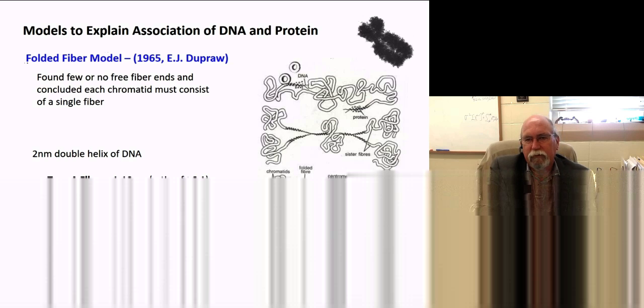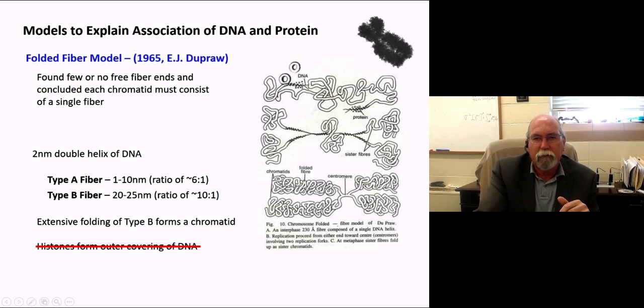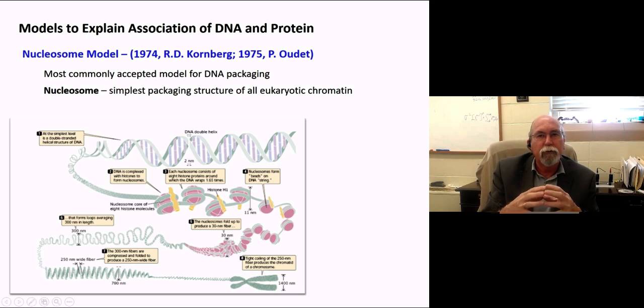So this has not been, but it did have some correct ideas about the width and other things. The reason I'm mentioning it to you is that the folded fiber model pops up in Google searches and in books as the model. But in fact, it's not the primary existing model right now. The primary model is what's called the nucleosome model, and it's more widely accepted as the base model, and it's based on this structure called a nucleosome.